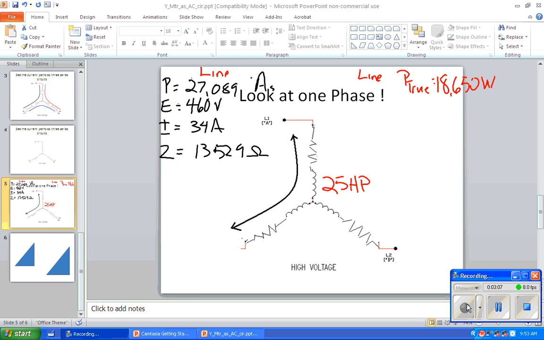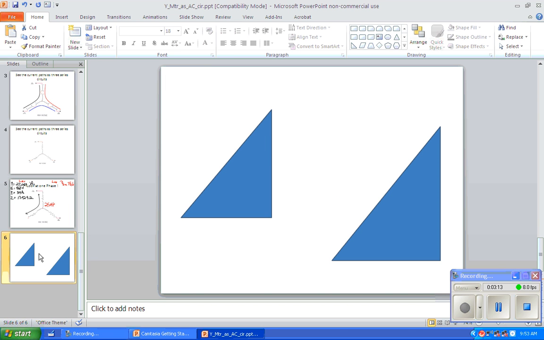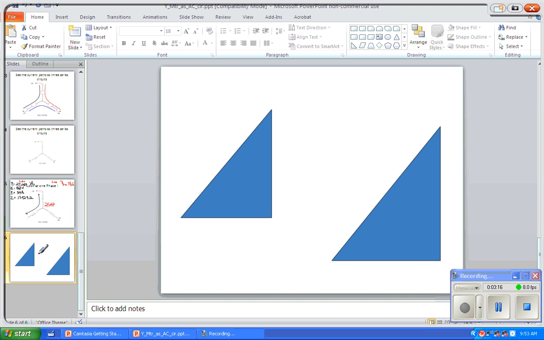All right, so now let's look at these things in a triangle. And let's look at what we have. As a line total, we have 27,089 VAs, 460 volts, 34 amps, and 13 something ohms is our impedance, right? Those are line totals. Let's look at our phase total. Let's go back to our triangle here.